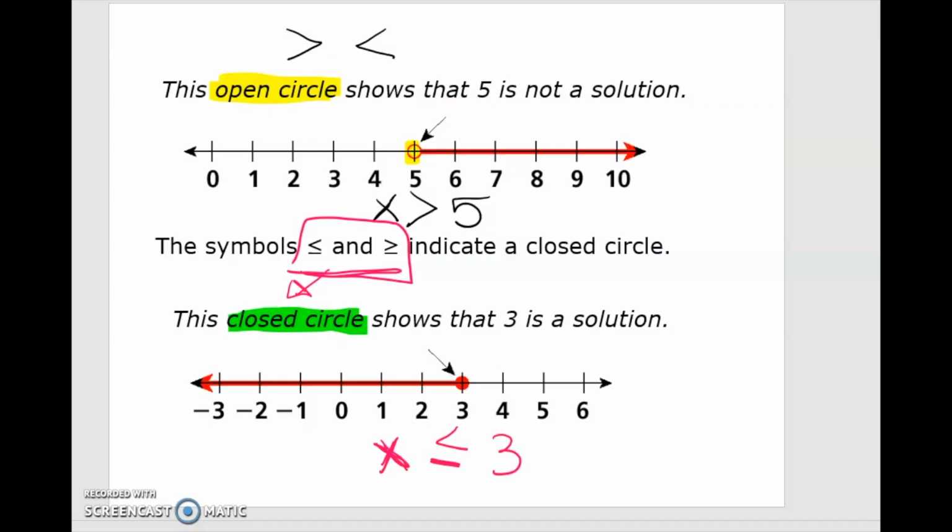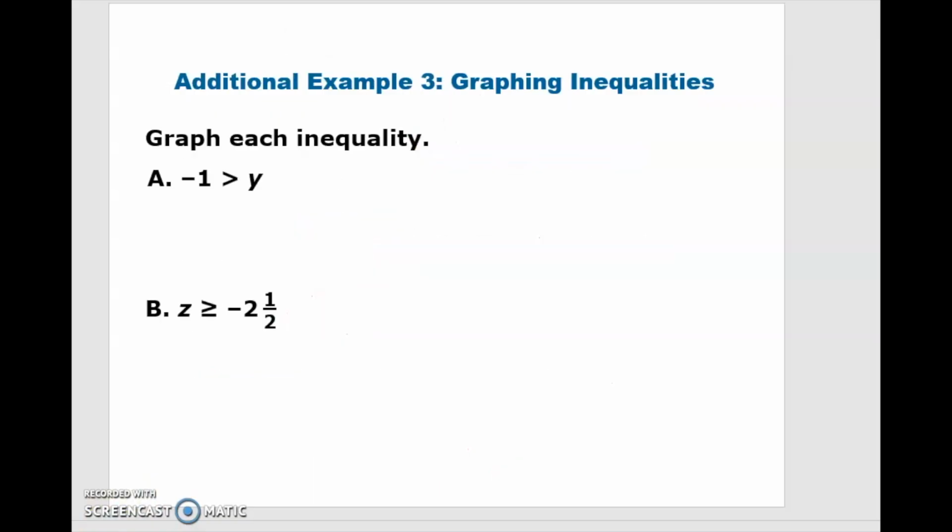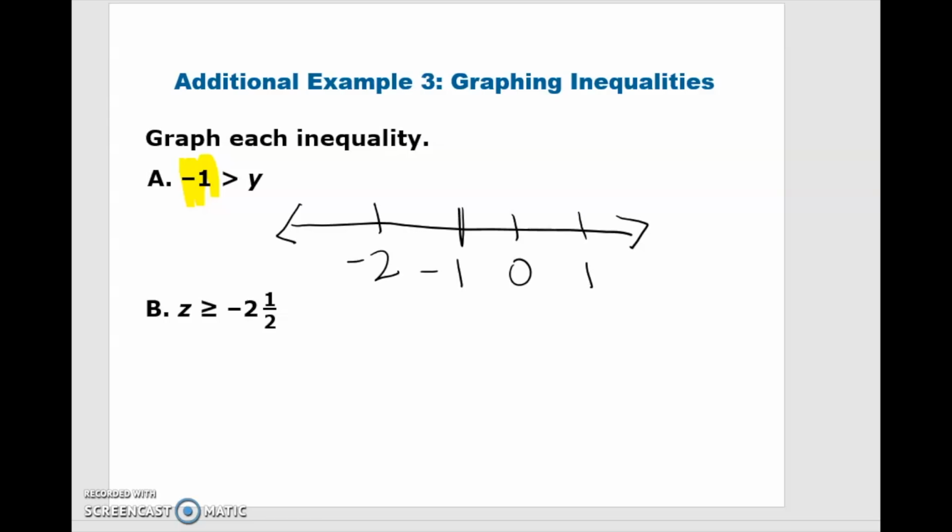Okay, so we're going to go ahead and do some practice solving and graphing. So here we go. Okay, so I'm going to graph this inequality. So when I graph an inequality, the first thing that I want to do is draw a number line. And I always just take the number that we're comparing to, and I put that number in the middle, so negative 1. Then I put a couple numbers larger than negative 1 and a couple numbers smaller than negative 1.